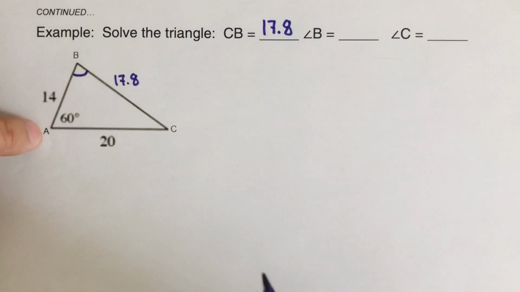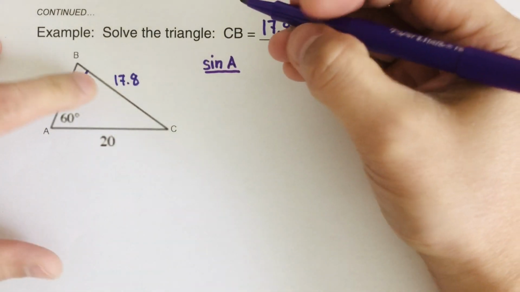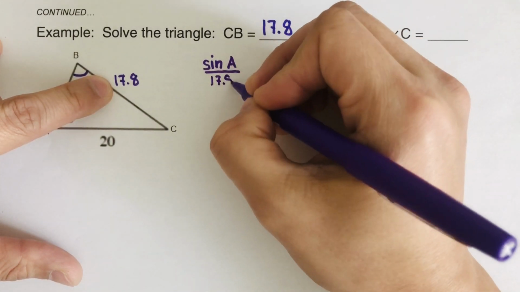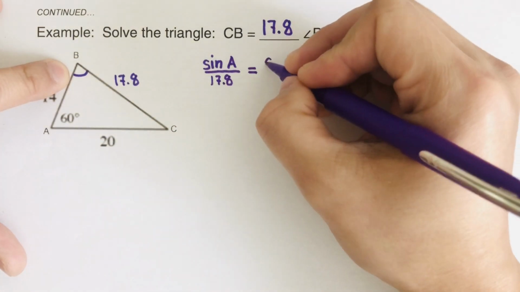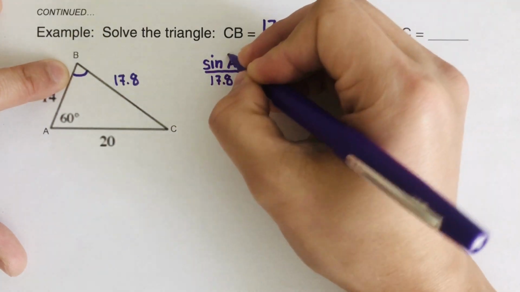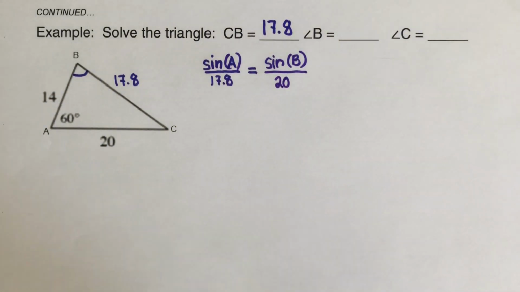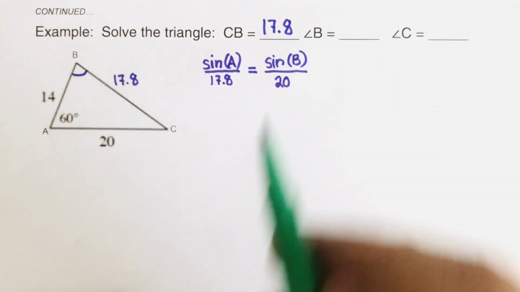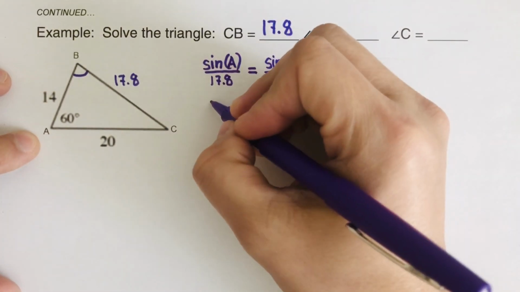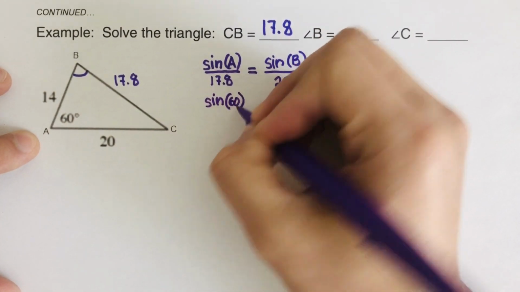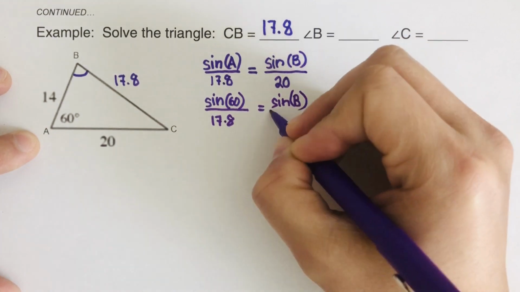So if we use sine law here, we can set it up as sine of A over 17.8, the side that is across from it, equals, then we are missing the B, so sine of angle B over 20. Again, there's another video on the law of sine, so I will put the link of that video in the description box below. So we can put in values already here. Sine of A is sine 60, so that's sine 60 over 17.8 equals sine B over 20.